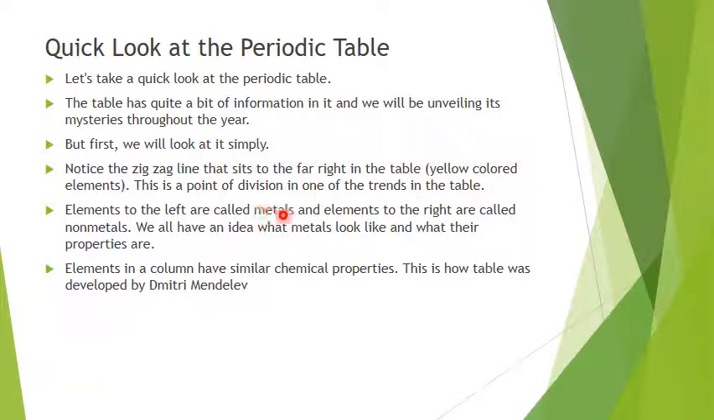The elements left of this zigzag or staircase, or these yellow colored, are called metals, and the elements to the right are called nonmetals. Okay, so that's how they are chemically in terms of the periodic table. But also physically, you probably know when you have a metal, a metal is shiny, it's hard, it's a good conductor of electricity and heat.